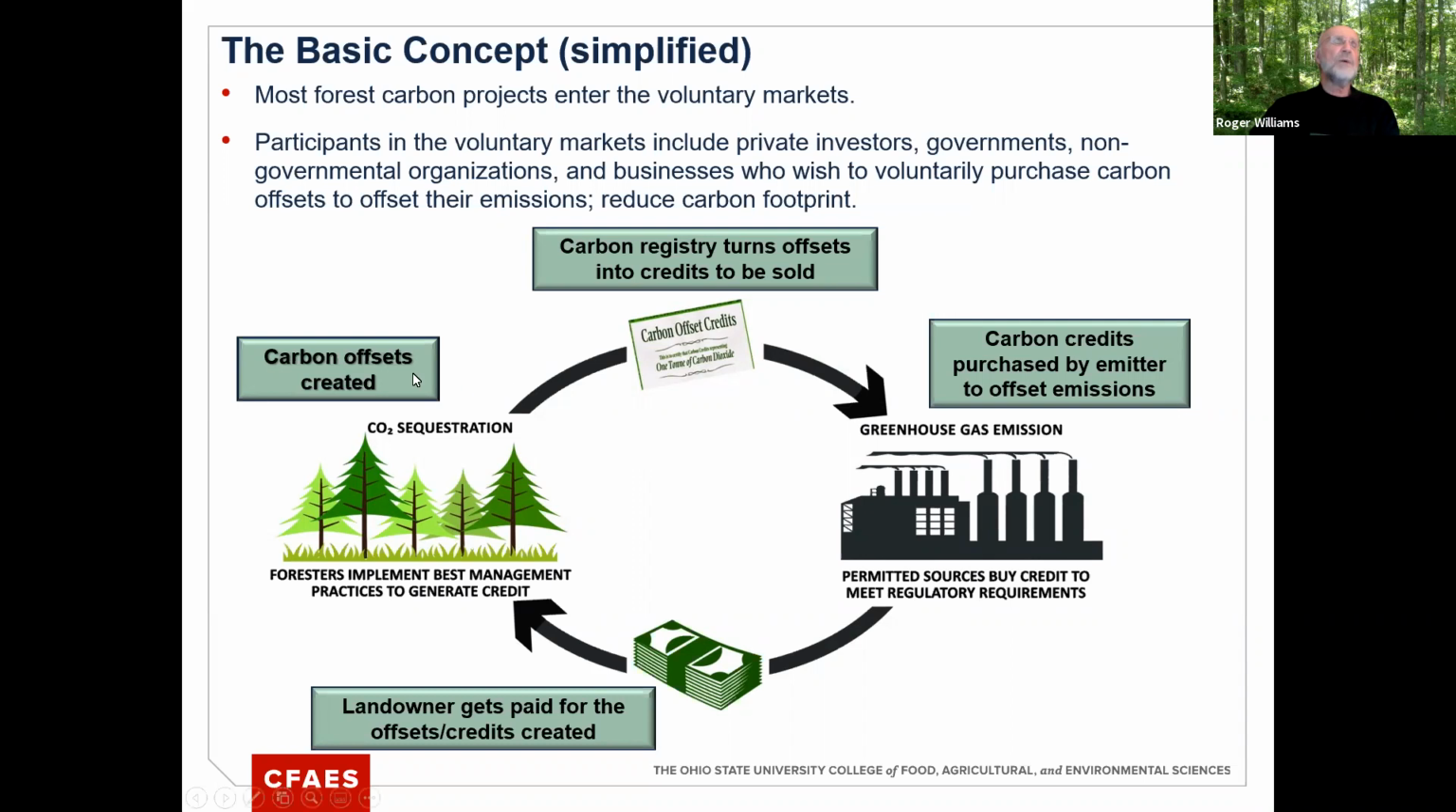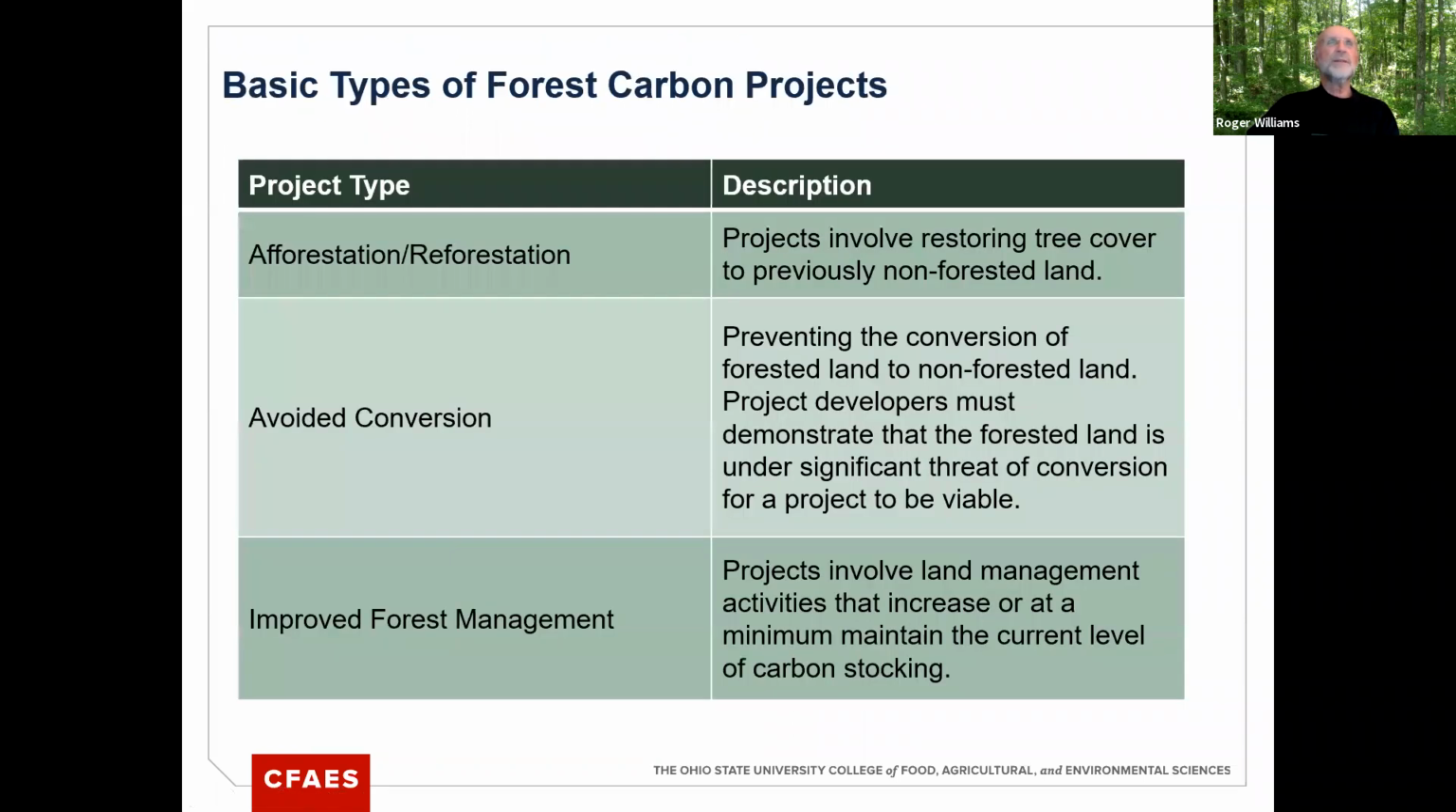And so basically how that works is that you have carbon offsets that are created in your forest, okay? A carbon registry, I'll talk about that in just a moment. A carbon registry turns the offsets into credits to be sold, all right? Then carbon credits are purchased by an emitter to offset those emissions. And thereby the landowner gets paid for the offsets or credits that are created, all right? That's somewhat simplified, okay? Just to sort of understand the concept, right?